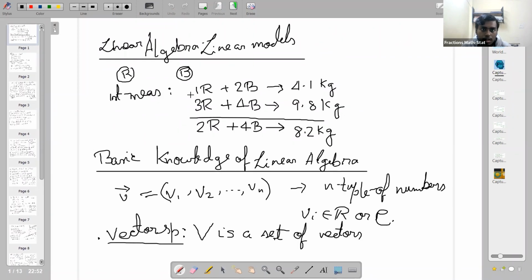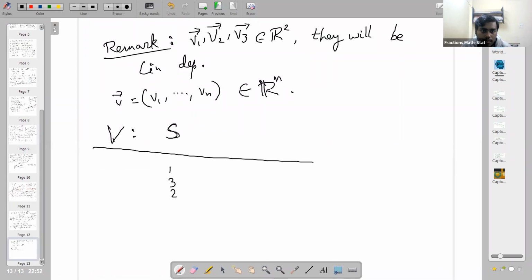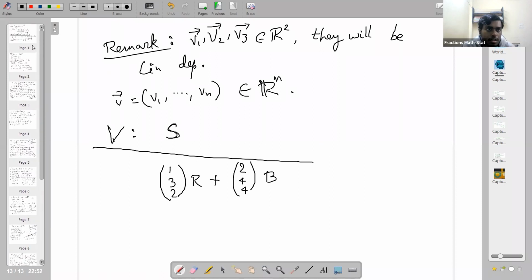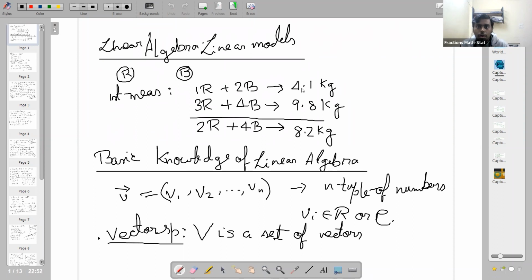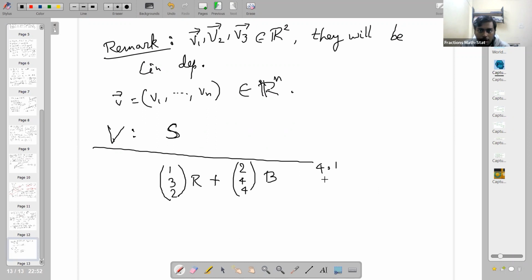Let me go through the numbers again. 1 3 2 2 4 4. So it is like 1 3 2. This is a three-dimensional vector. R, 2 4 4. B, you add them up and you get the vector of measurements 4.1, 9.8, 8.2. But obviously you cannot put an equal sign here, right?